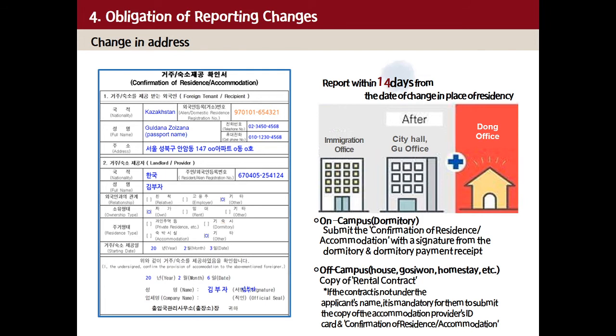For off-campus housing, you need to provide a copy of the rental contract. If the rental contract is not under your own name, it is mandatory for you to submit the confirmation of residence or accommodation form along with a copy of the accommodation provider's ID.